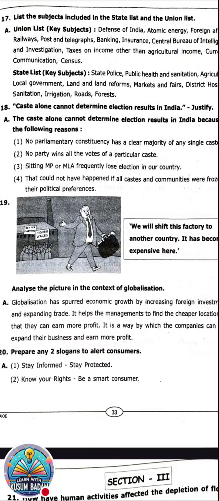So basing on the picture you need to analyze. So in the picture what is given? They are saying like we are going to shift the company. Why they want to shift? Because now it became costly. So how you can explain the answer here? Most of the MNCs are concentrating because they are getting more profit if they have less expenditure in a particular company. So because of globalization, the manufacturer or the management want to earn more profit.